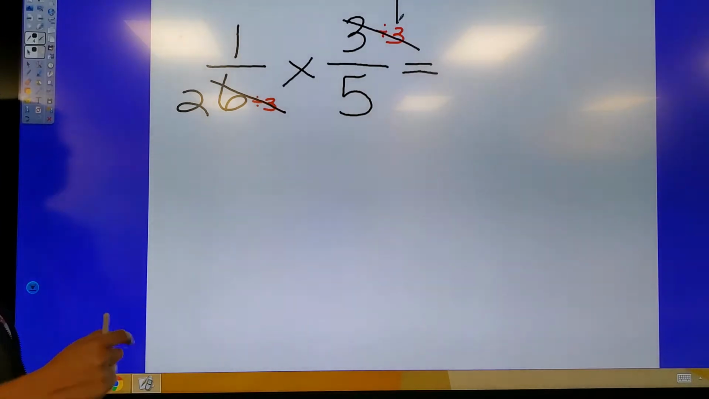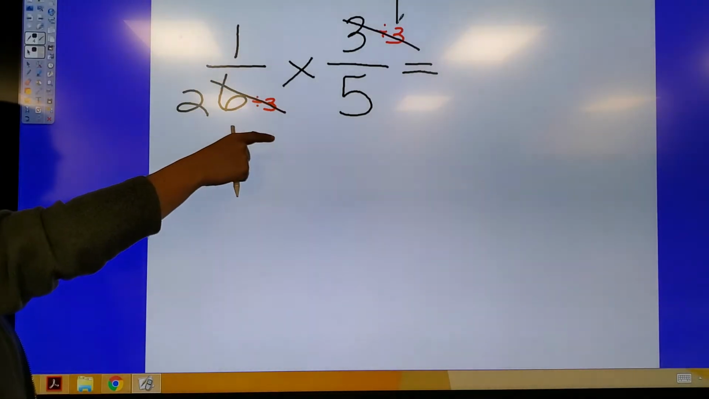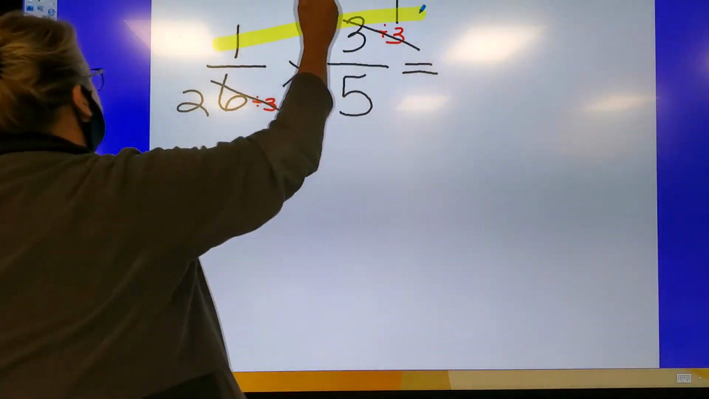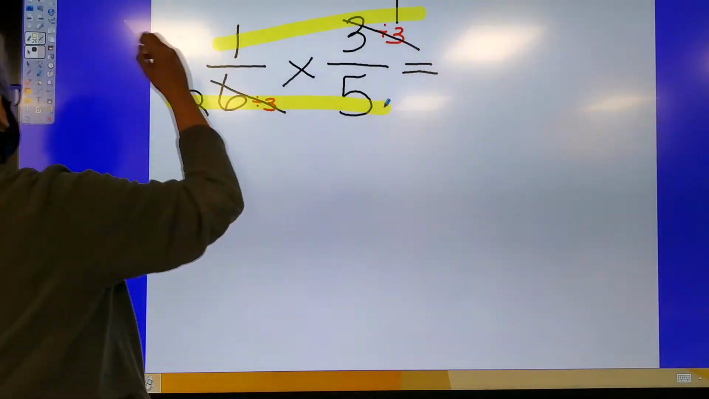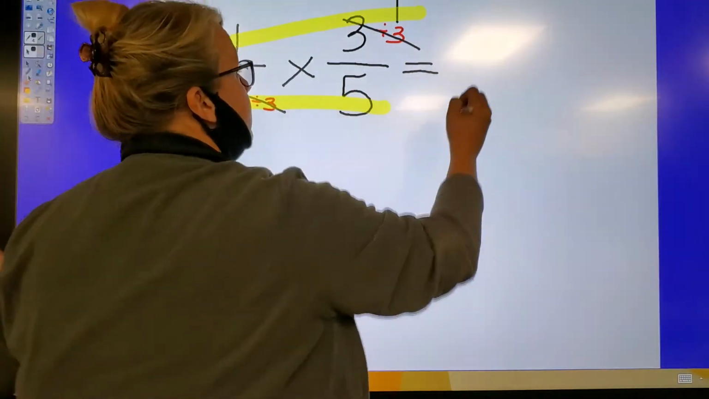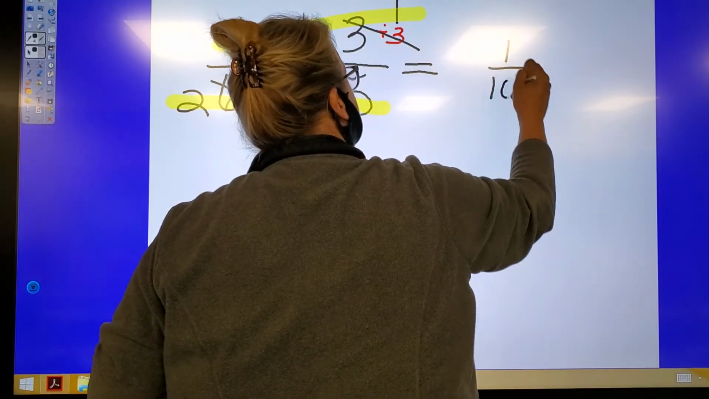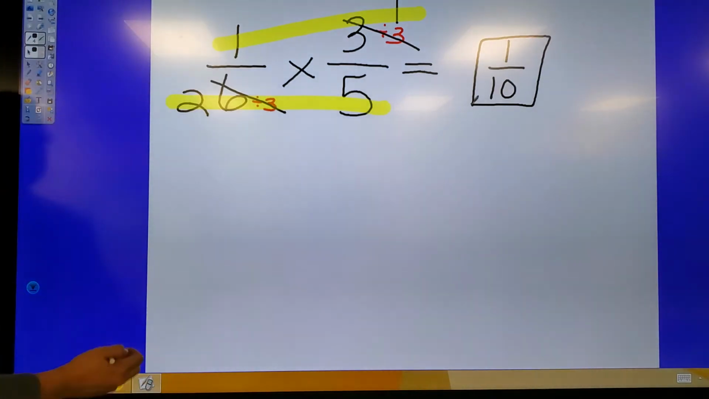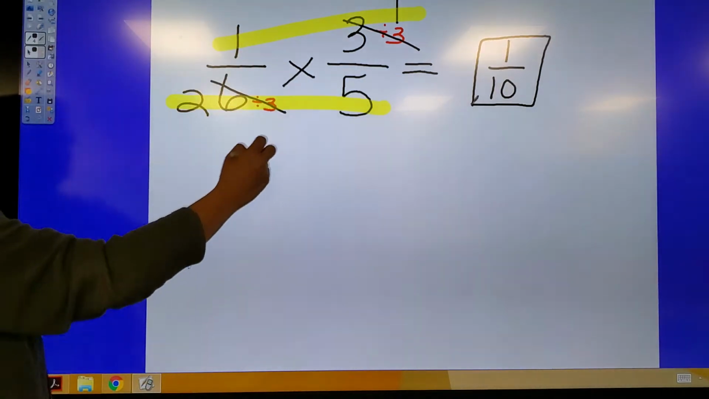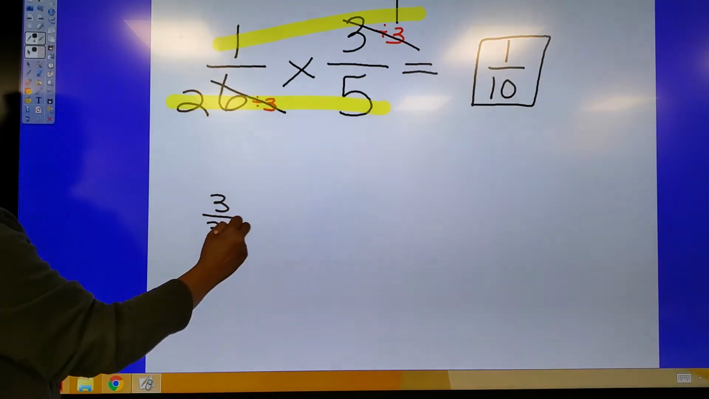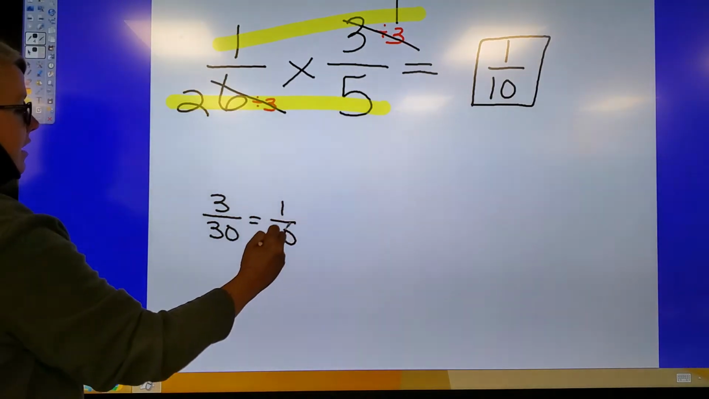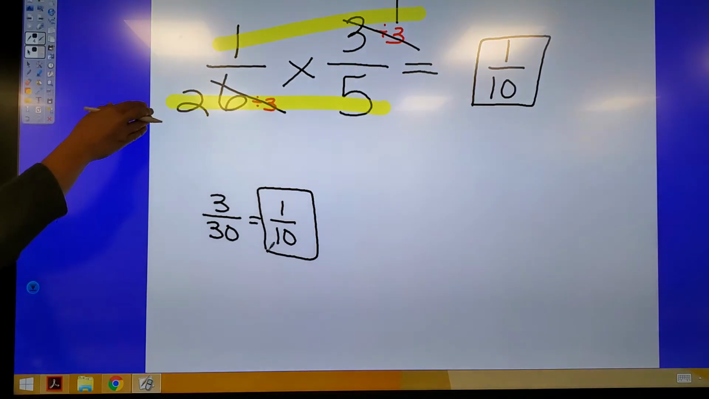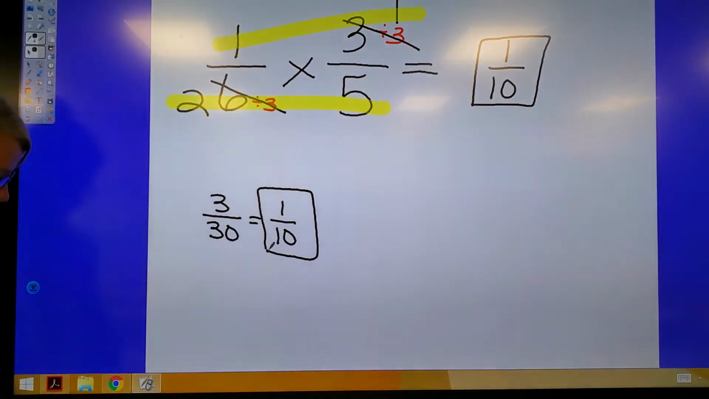All right, now, can I do anything with the 1 and 5? No. All right, so now we just get to multiply straight across. So 1 times 1 and 2 times 5. 10. So 1/10. If we wouldn't have done our cross-reducing, we would have ended up with 3/30, which is 1/10, okay? And it's fine to do it that way. And again, I'm not requiring that you cross-reduce either, but I'm telling you, it's going to speed it up.